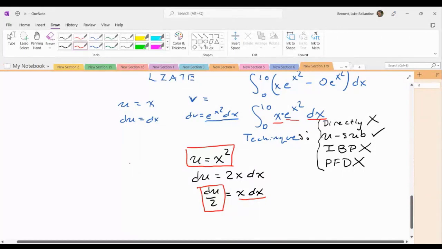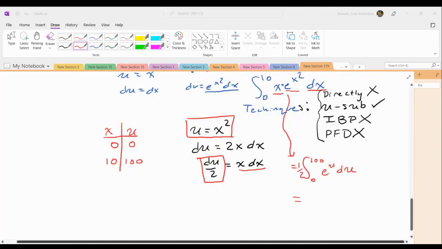So I usually make a table. x is going from 0 to 10, u is going from 0 to 100. Then this integral turns into the integral from 0 to 100 of 1/2 e to the u du.